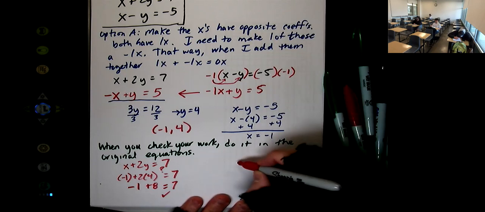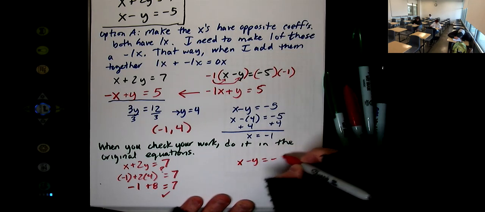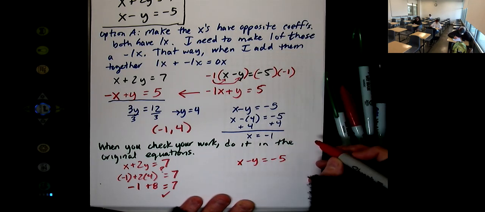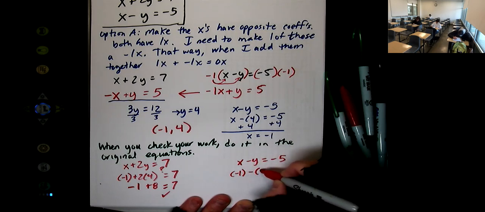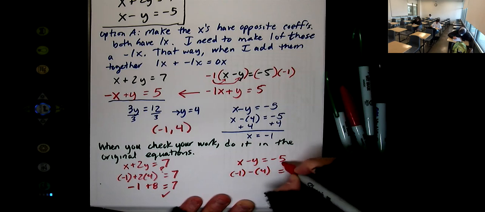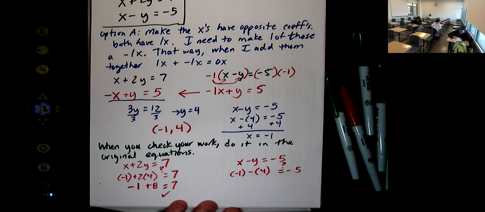When I check it in x minus y equals -5, I've got -1 minus 4. Does that equal -5? And yes, we get -5 on both.